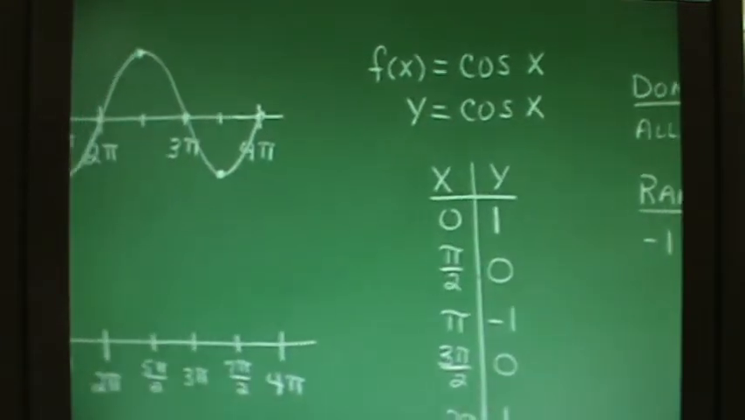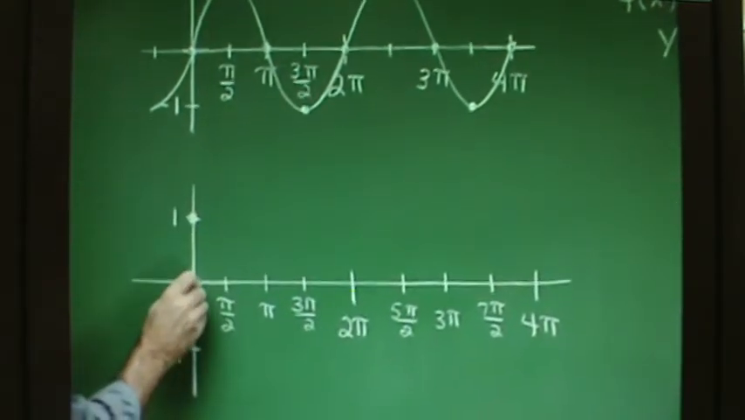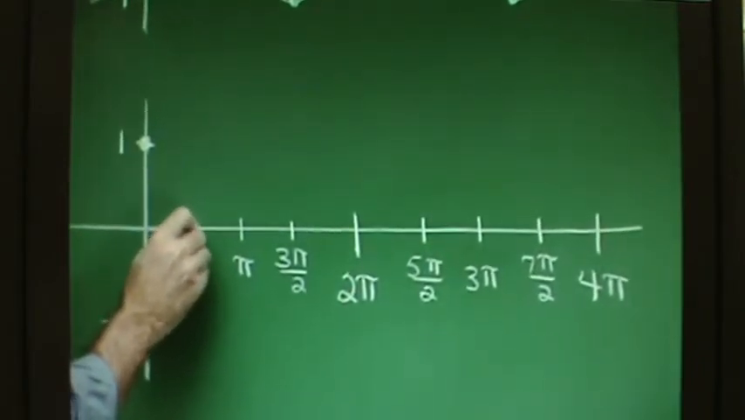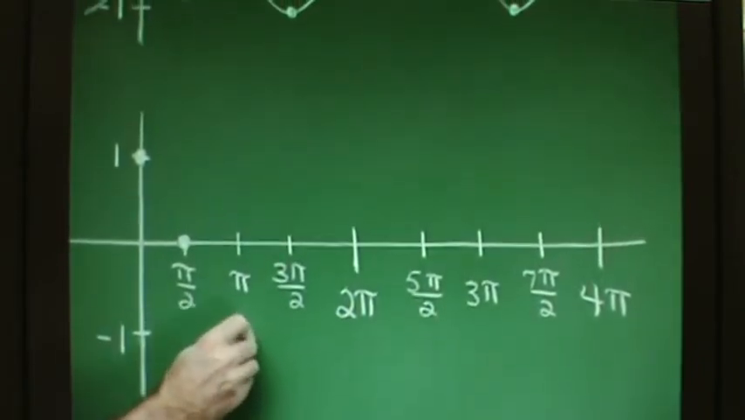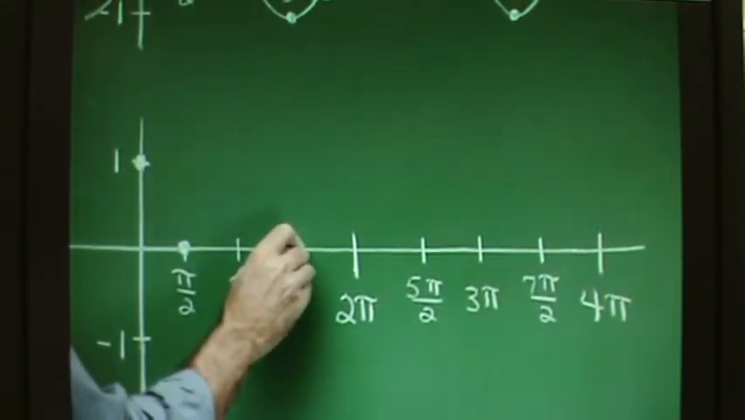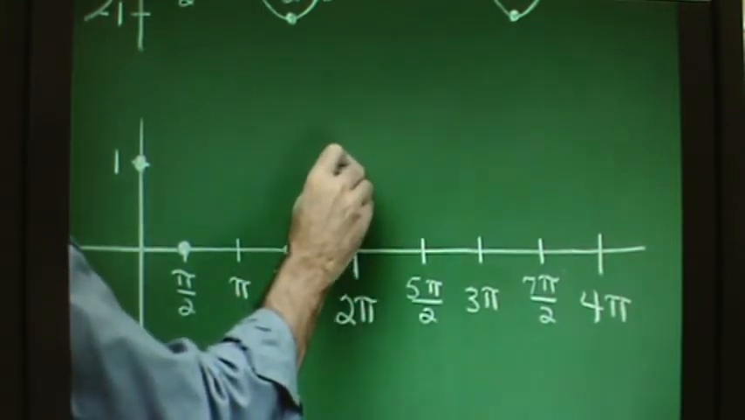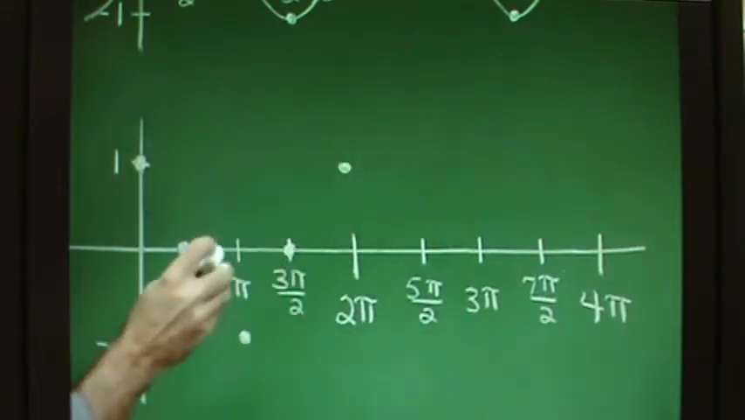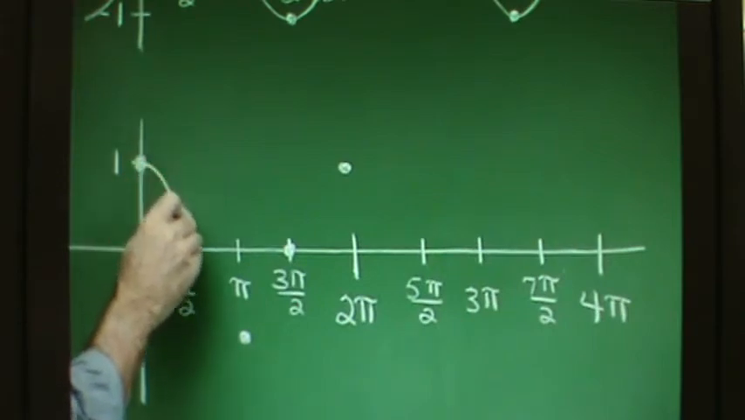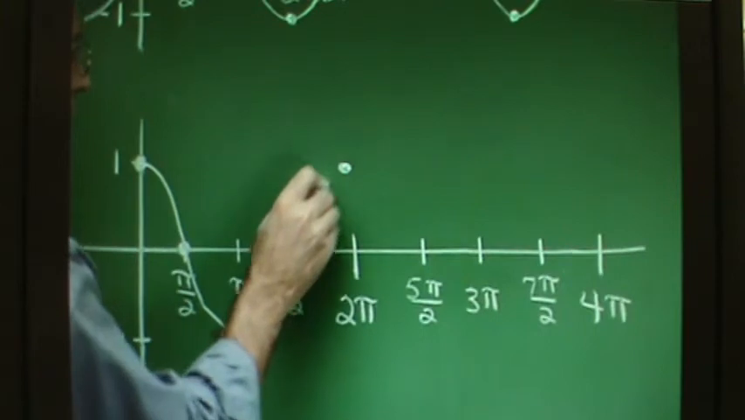0 goes to 1. So when x is 0, y is 1. And when x is pi over 2, y is 0. And when x is pi, we go to the bottom of the amplitude, to negative 1. And then when x is 3 pi over 2, we go back to the intercept. And then when x is 2 pi, we go to the top of the amplitude. So for the cosine curve, we're starting at the top of the amplitude. We go through the x-axis. We go to the bottom of the amplitude, and then back through, and then to the top again.